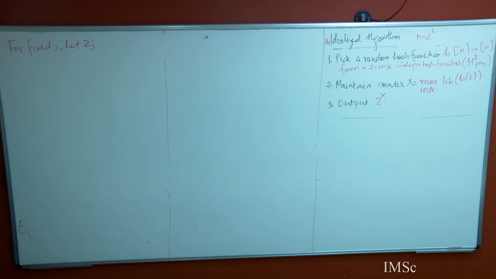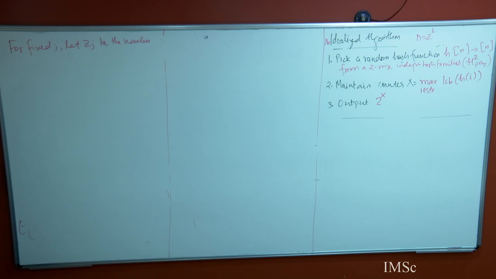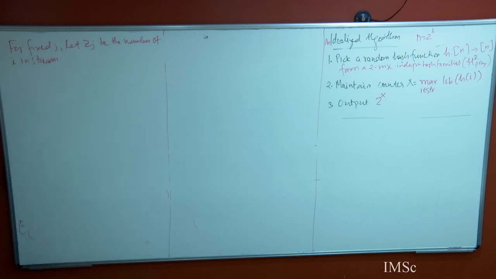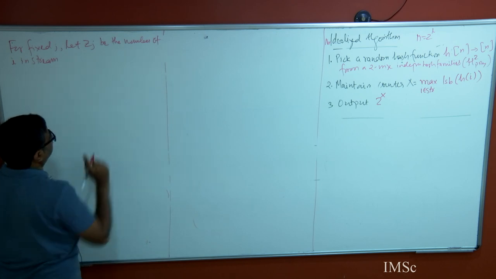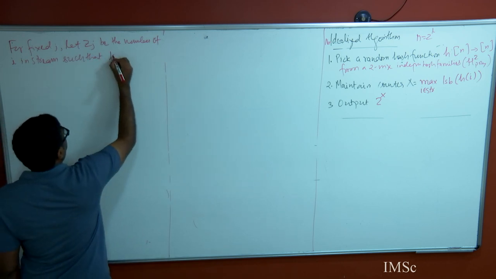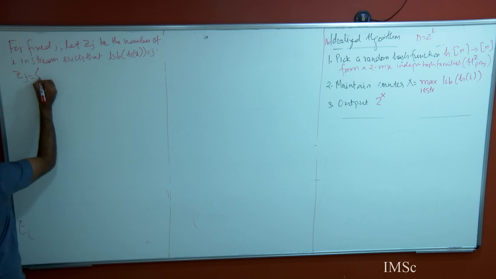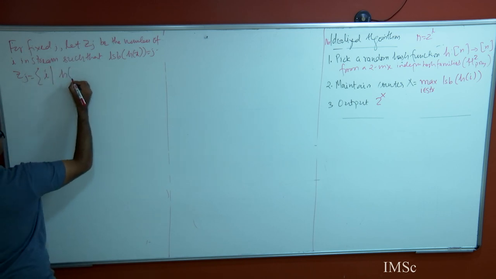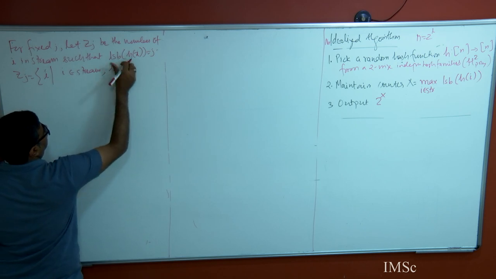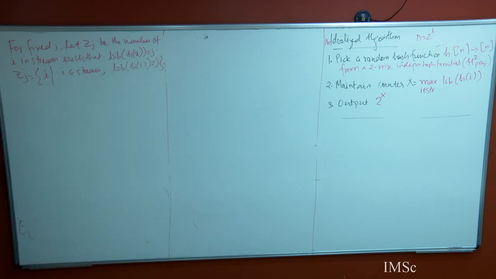For a fixed j, let zj be the number of i in the stream whose h of i has least significant bit j. This is what zj is: the number of i in the stream such that the least significant bit of h of i is j, right? This is what zj is, okay?